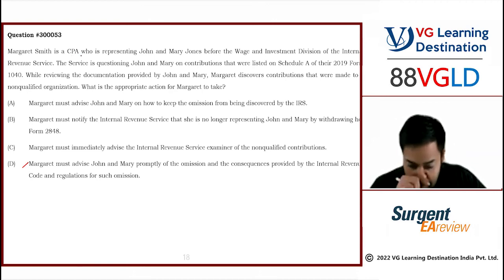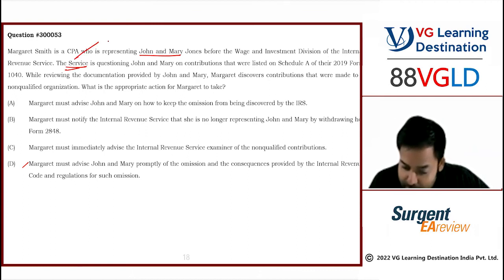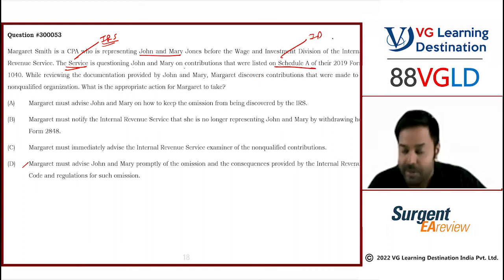Margaret Smith is a CPA who is representing John and Mary Jones before the Wage and Investment Division of the IRS. The service is questioning. When I say service, here it means the IRS. The IRS, Internal Revenue Service, is questioning John and Mary on the contributions that were listed on Schedule A. Schedule A is basically used for your itemized deductions.